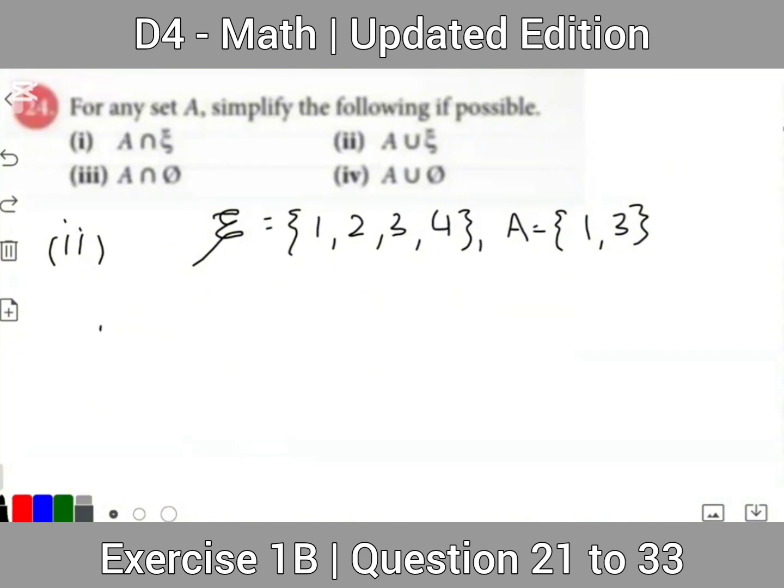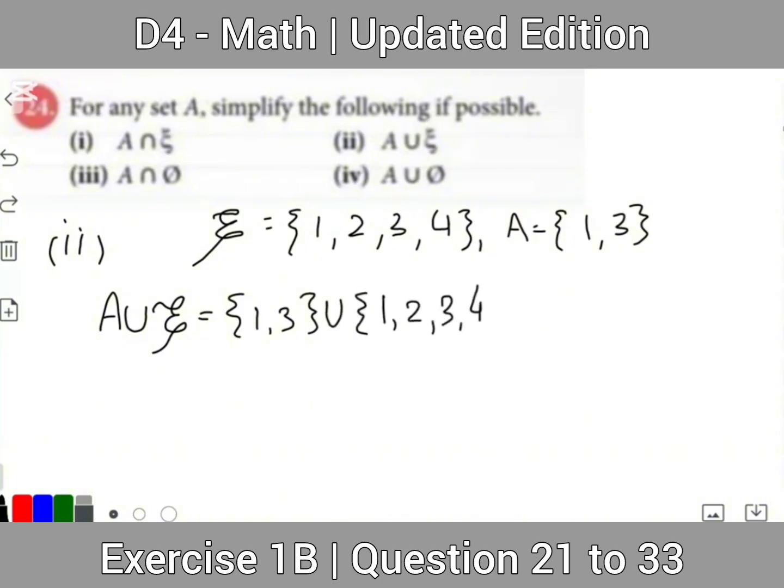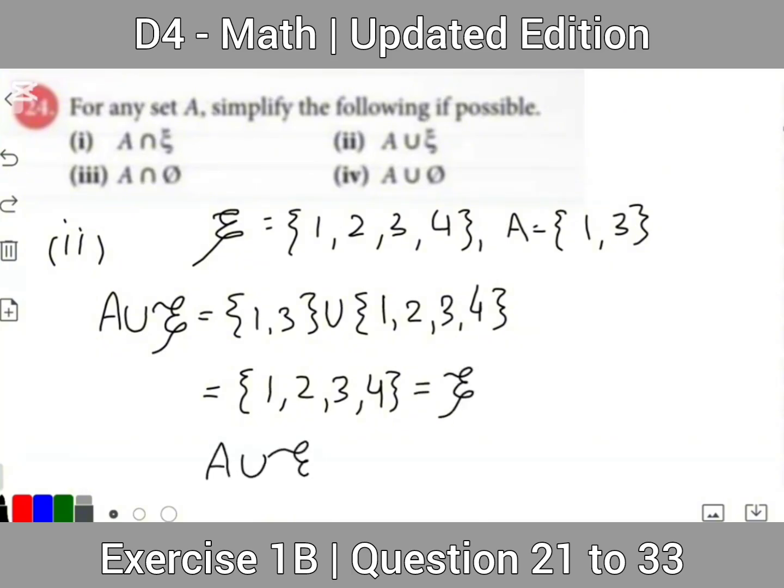Now for part 2, we have to find out A union eta. The set A is 1 and 3, union, and the set eta is 1, 2, 3, and 4. So we just have to put all the elements in both the sets together. So here we have 1, 2, 3, and 4, and that is equals to eta. So A union eta will be equals to eta.